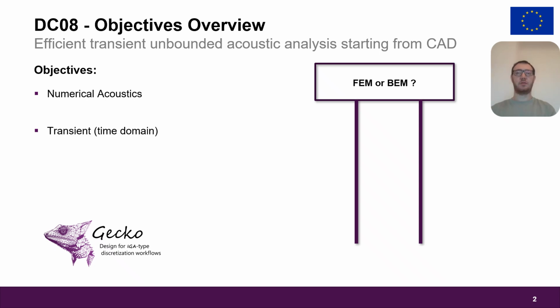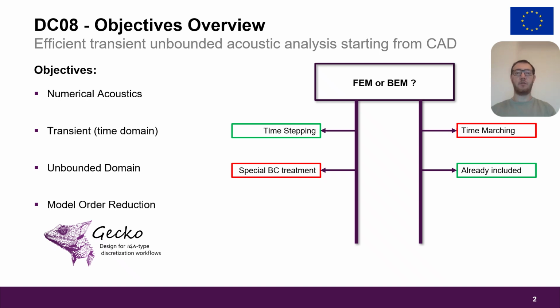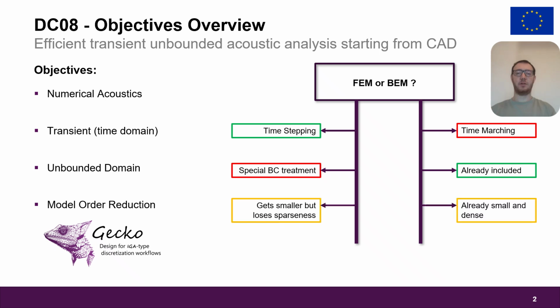For the transient or the time domain part, finite element has a time stepping method, which has better scaling than time marching used in boundary element. For the unbounded domain part, finite element requires special boundary condition treatments, while it is already automatically included in the BEM formulation. For the model reduction part, finite element matrices can get much smaller, but they lose their sparseness property, while reduction for BEM is smaller, but they are already dense.